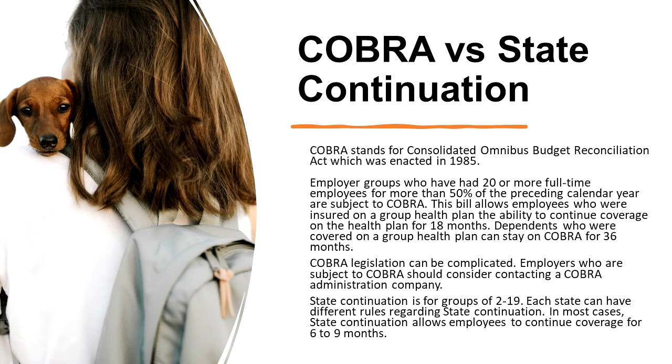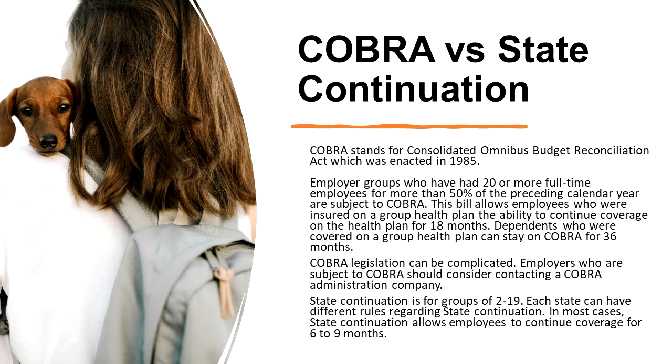COBRA versus state continuation. COBRA stands for Consolidated Omnibus Budget Reconciliation Act, which was enacted in 1985. Employer groups who have had 20 or more full-time employees, for more than 50% of the preceding calendar year, are subject to COBRA. This bill allows employees who were insured on a group health plan, the ability to continue coverage on the company health plan for 18 months. Dependents who were covered on a group health plan can stay on COBRA for 36 months. COBRA legislation can be complicated. Employers, who are subject to COBRA, should consider contacting a COBRA administration company.